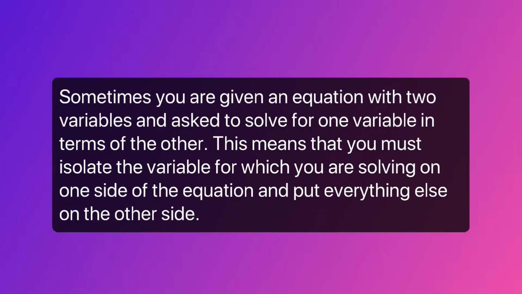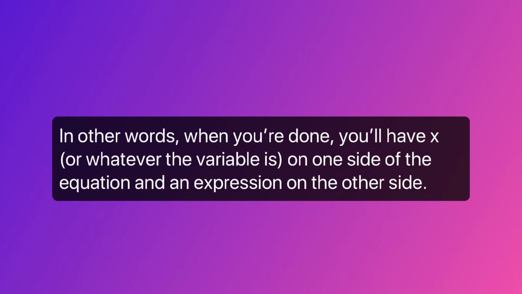Sometimes you are given an equation with two variables and asked to solve for one variable in terms of the other. This means that you must isolate the variable for which you are solving on one side of the equation and put everything else on the other side. In other words, when you're done, you'll have x, or whatever the variable is, on one side of the equation and an expression on the other side.